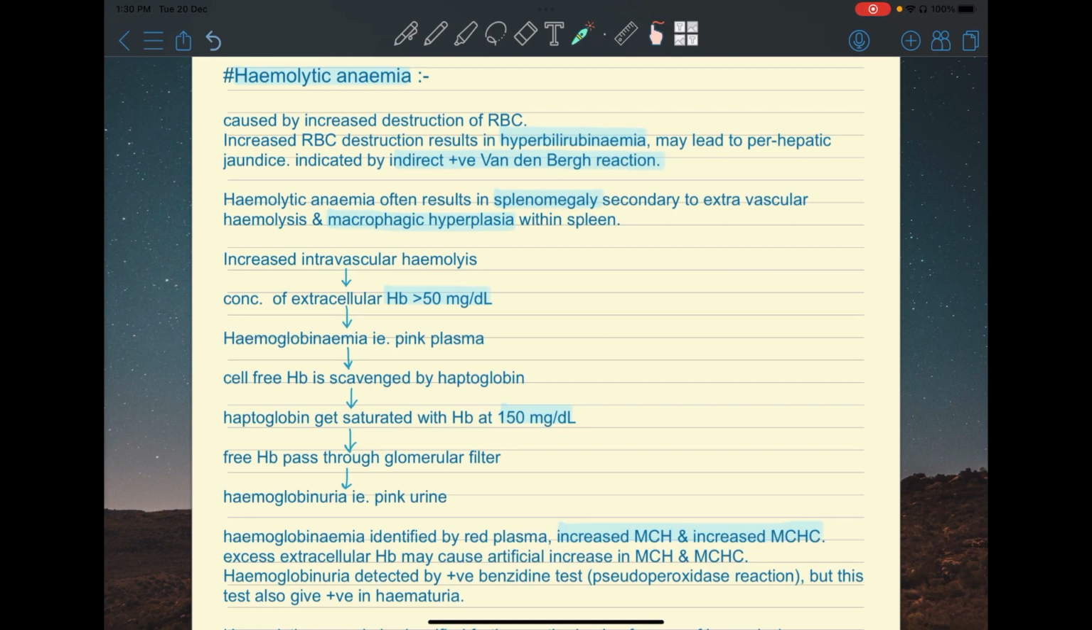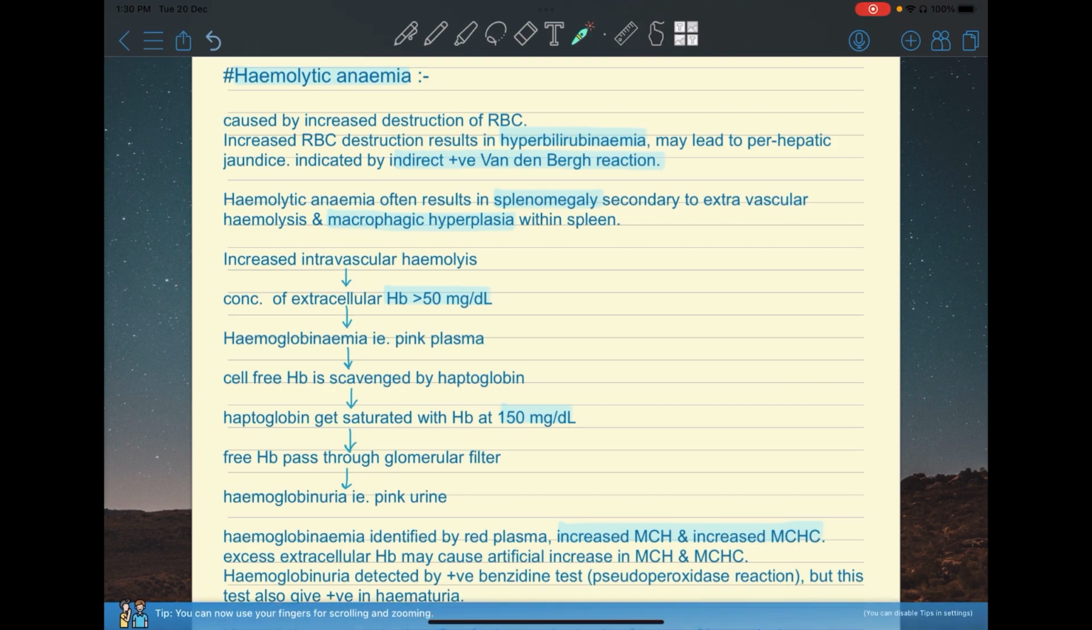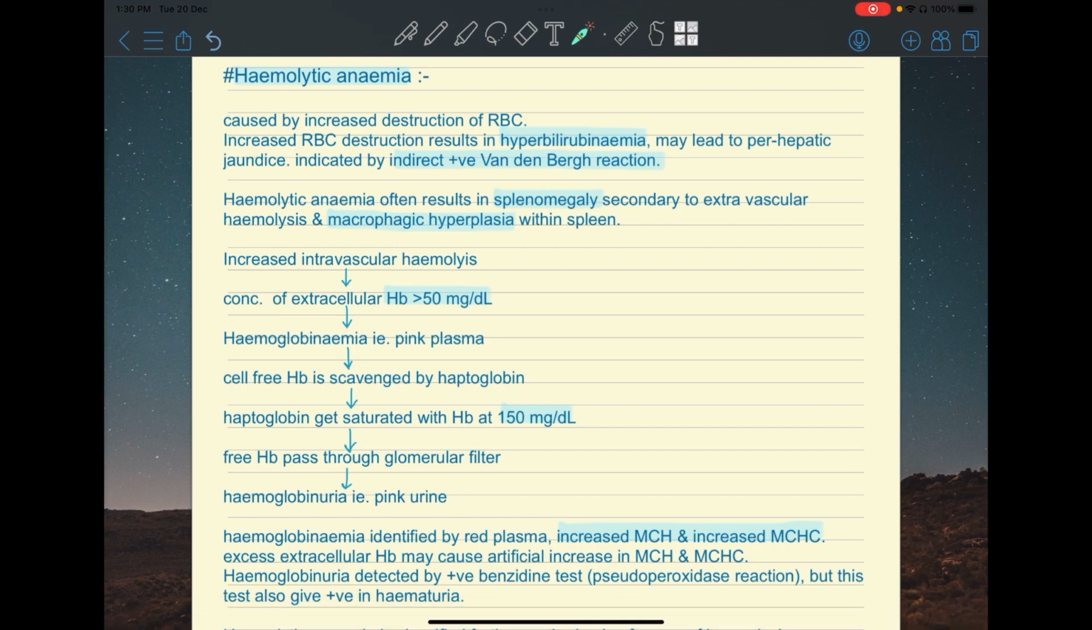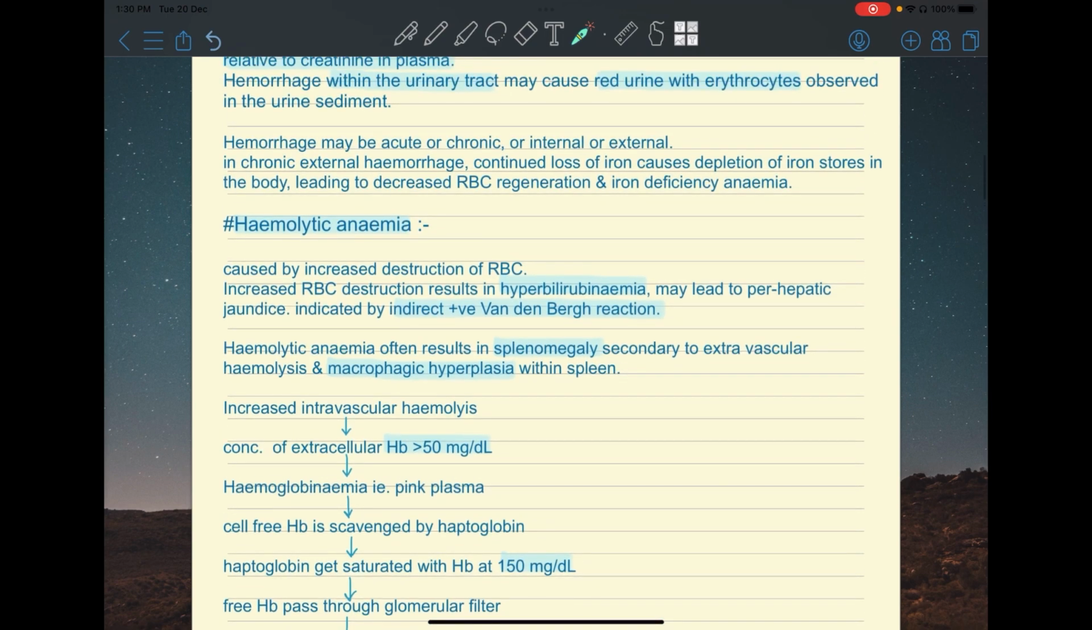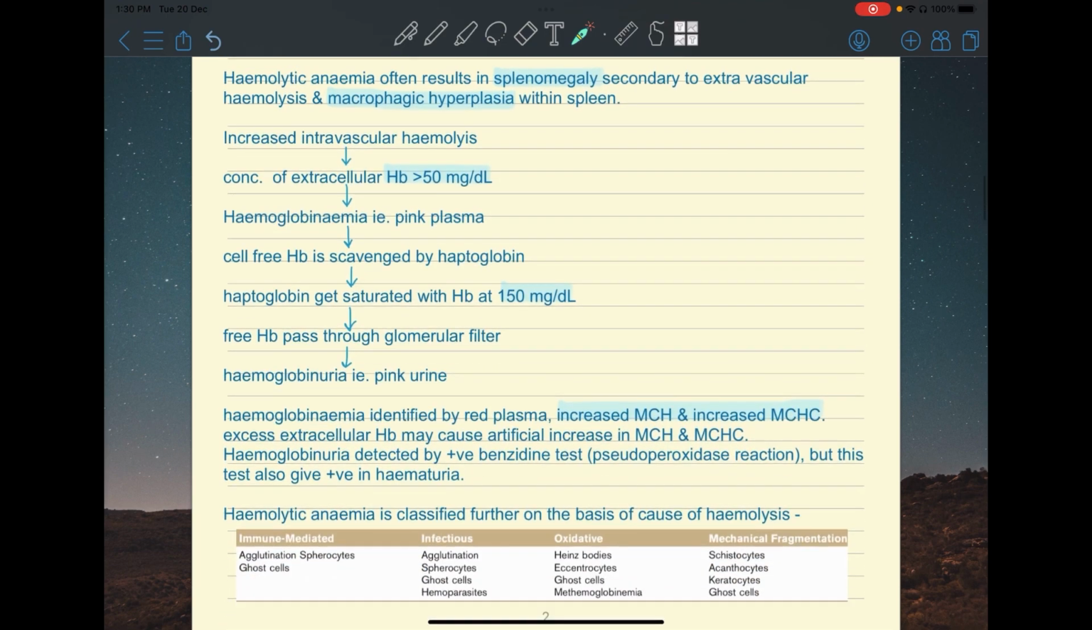Hemoglobinemia is identified by red coloring of the plasma, increased MCH and increased MCHC, while hemoglobinuria is detected by a positive benzidine test, also called the pseudoperoxidase reaction. But do note one thing: this benzidine test will give a positive reaction for both hemoglobinuria and hematuria. So it will not answer whether you have hemolytic anemia or hemorrhagic anemia. It can be either of the two.